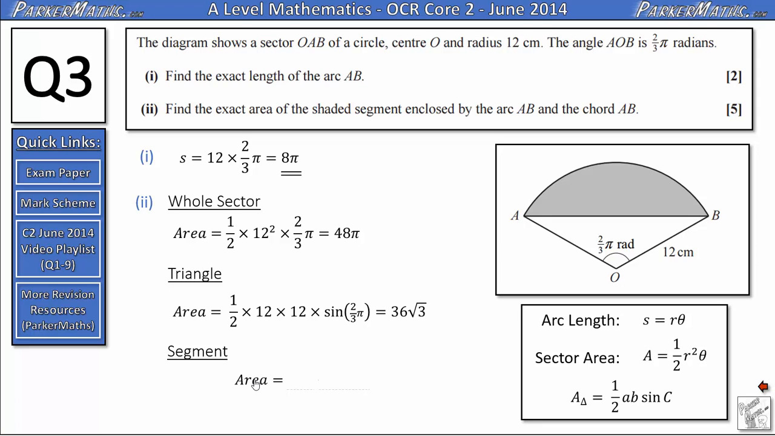All that's left to do now to find the area of the segment is to start with the area of the sector, which was 48 pi, and subtract the area of the triangle, which was 36√3. There's nothing we can really do to simplify this anymore, so the exact area of the shaded segment is 48 pi minus 36√3.